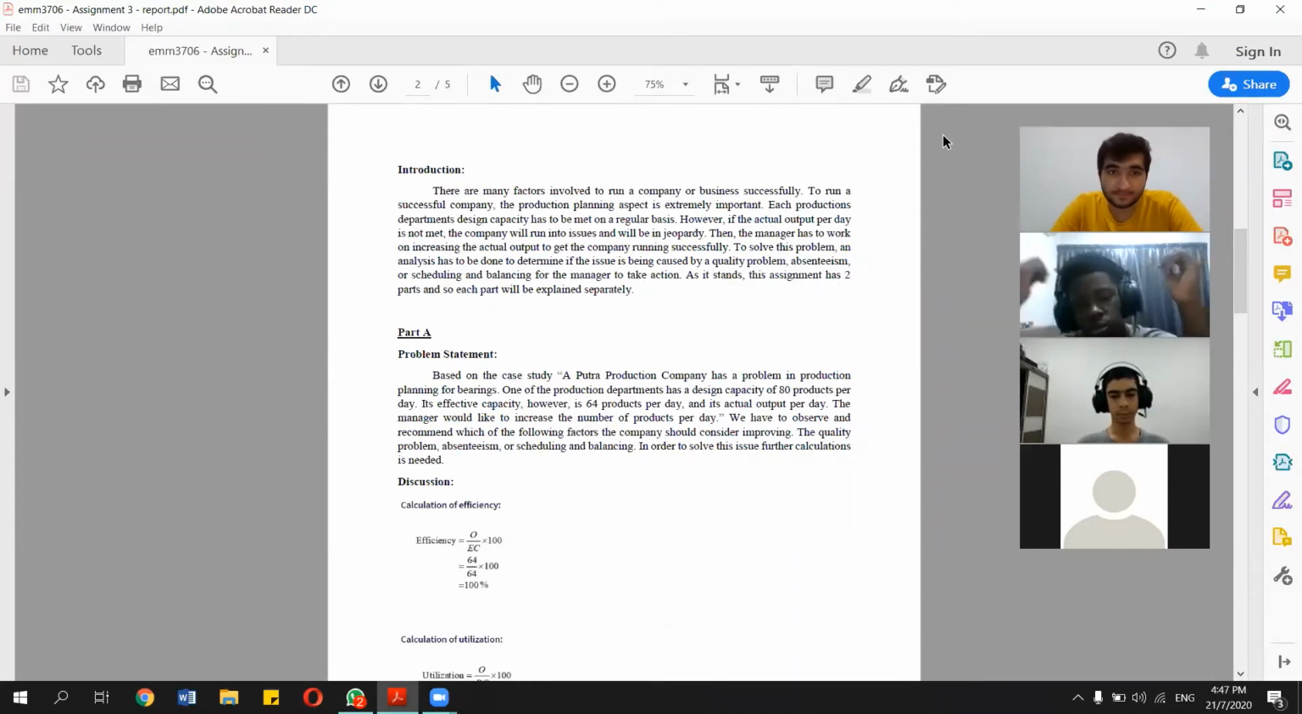So we basically have done an analysis, and we've been able to determine basically what the issue is caused by, whether it's by quality problem, absenteeism, or schedule or balancing, so that the manager may take the appropriate actions. So this assignment has two parts and will be explained by the rest.